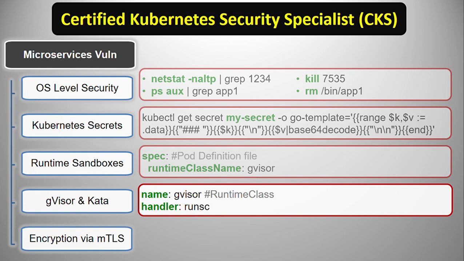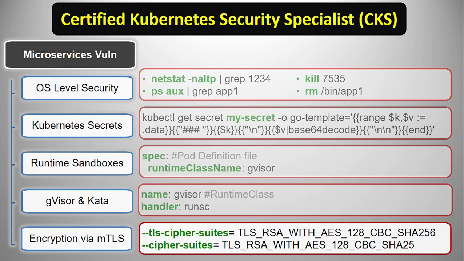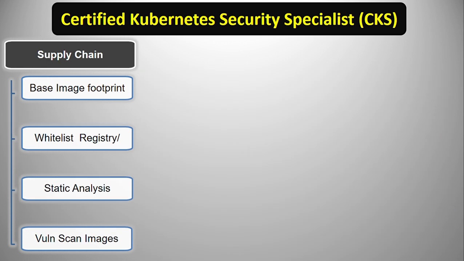Mutual TLS between the Kube API server and etcd can be implemented through the command shown on the screen. The first command is for the Kube API server, and the second command is for etcd. Coming towards the fifth domain, which is supply chain security, with 20% weightage, covering minimizing base image footprints, securing through whitelisting registry and images, static analysis of user workload, and scanning images for vulnerabilities.